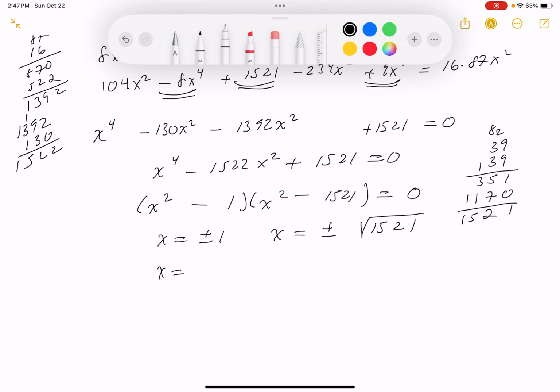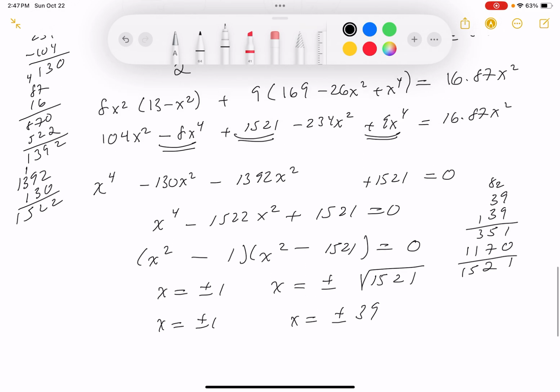Look at that. X equals plus or minus 1. X equals plus or minus 39. All right, things are working out okay. And the question is, what do you got to do? You got to get the points of intersection.